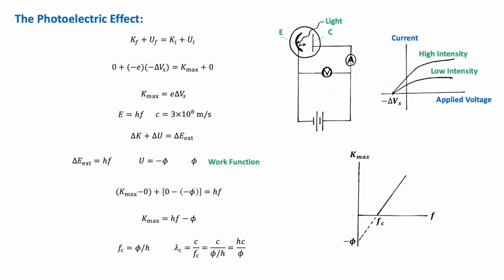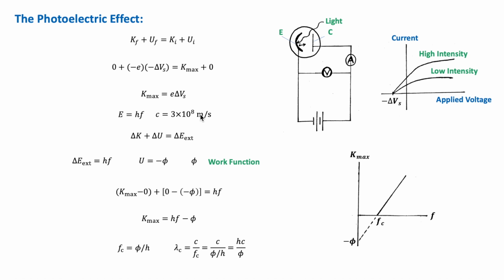Then Einstein gave a successful explanation in 1905, where he extended Planck's concept of quantization to also include electromagnetic waves. And he proposed that light or any other electromagnetic wave of frequency f can be considered as a stream of quanta known as photons. And each photon has an energy E equal to hf and moves in vacuum with a speed of light equal to 3 times 10 to the power 8 meters per second.